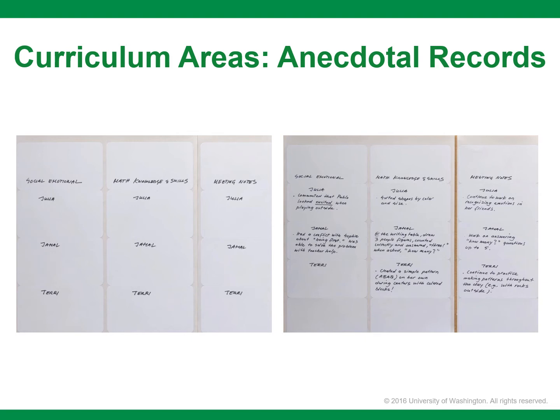The labels on the left have been prepared for recording anecdotes about each child in the social, emotional, knowledge, and skills domains. The same labels are shown on the right after observations about each child in various domains have been added. Labels organized in this way may be used to gather assessment information about each child in each learning or development domain.